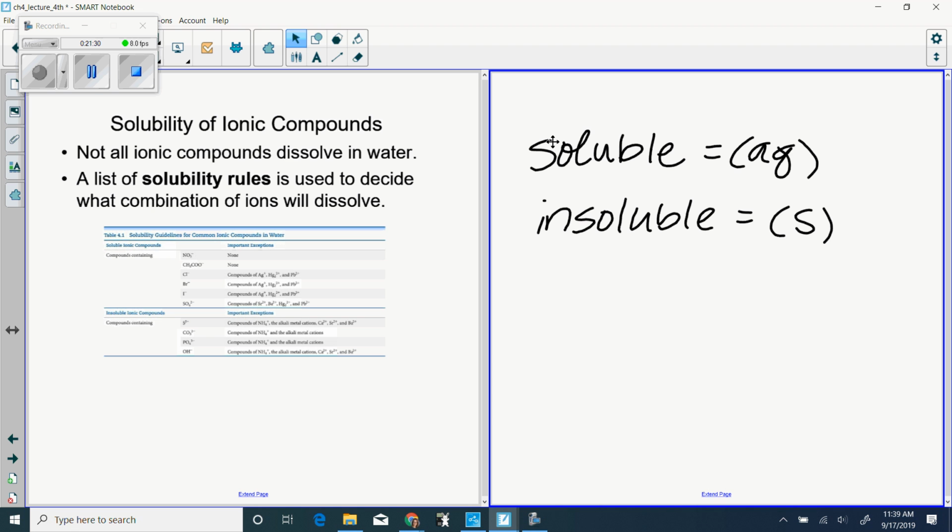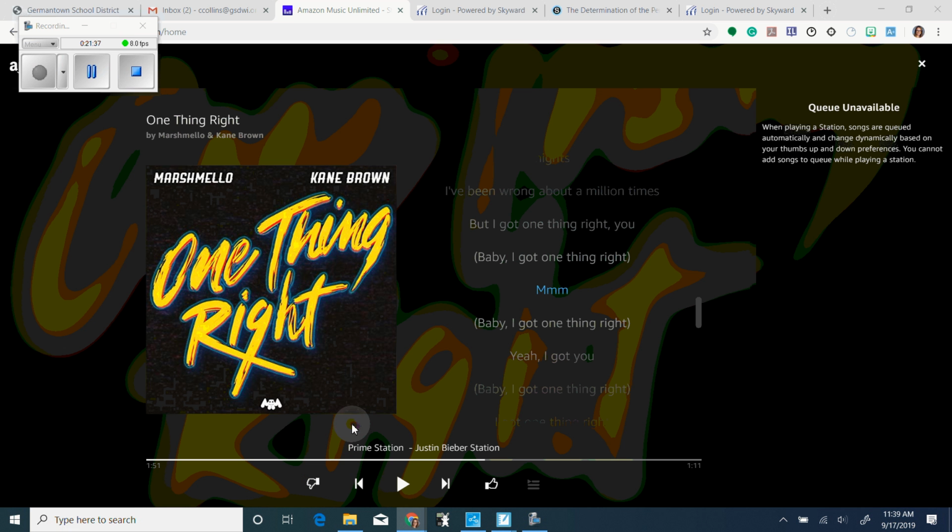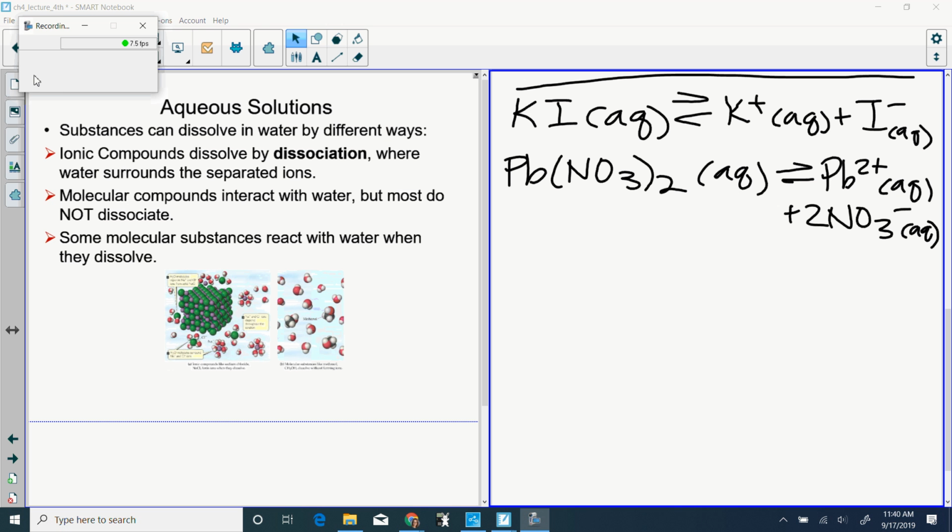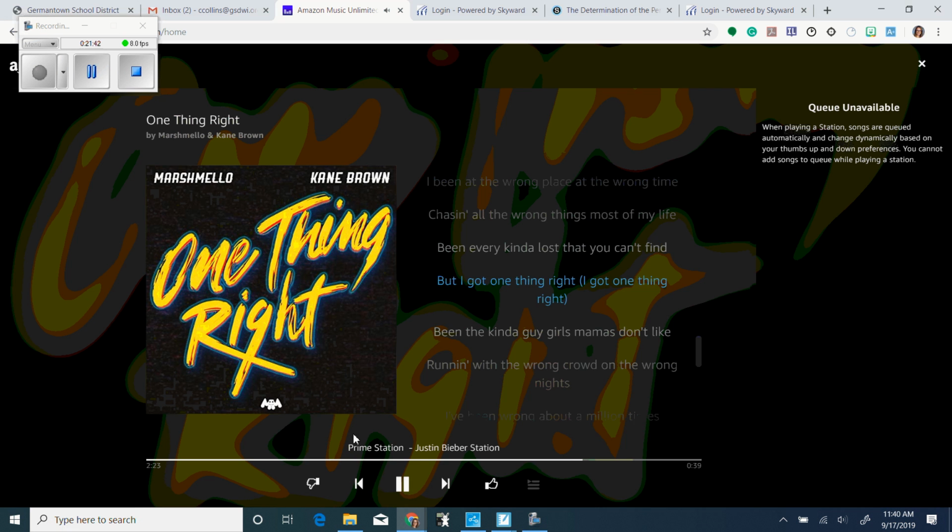Okay? Take a second, look through this chart with your battle buddy, just talk about it. Make sure you understand how to read it before we move on. Ready? Go.